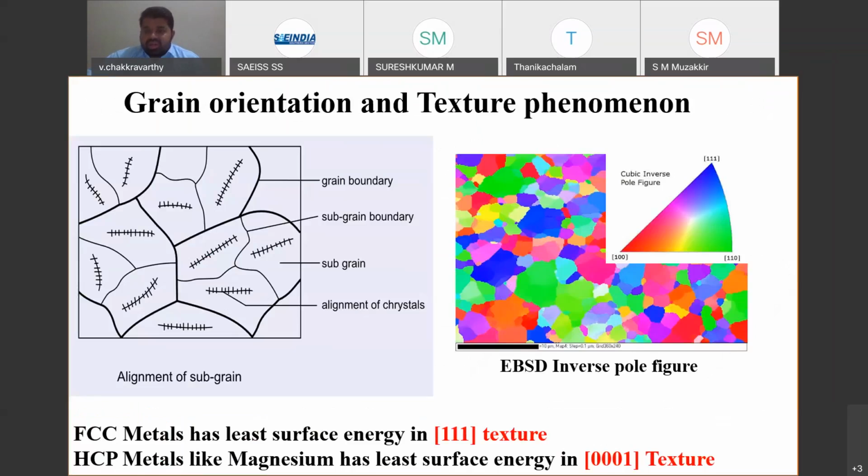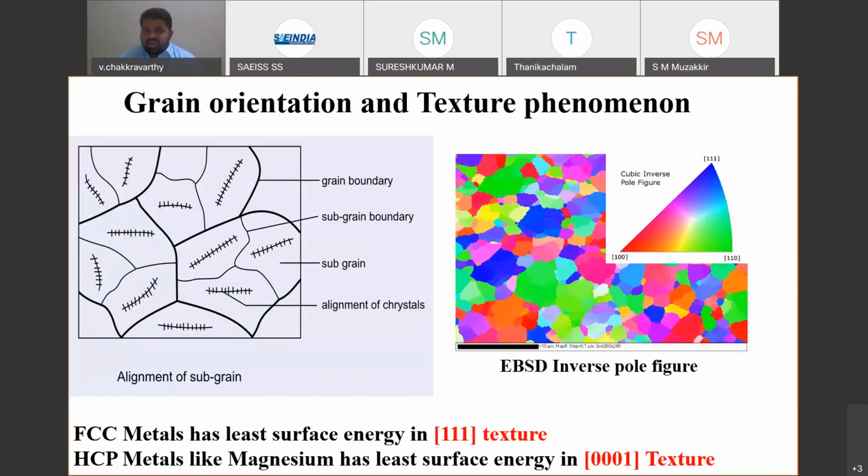The grain orientation and texture phenomenon. Let me tell you what grain orientation and texture are. Grain orientation means in what direction the grains were grown. For example, if you have a small plant, now we just consider a plant and sunlight is there at the top. The plant will grow towards the sunlight direction, opposite to the direction of the sunlight, the plant will try to grow.